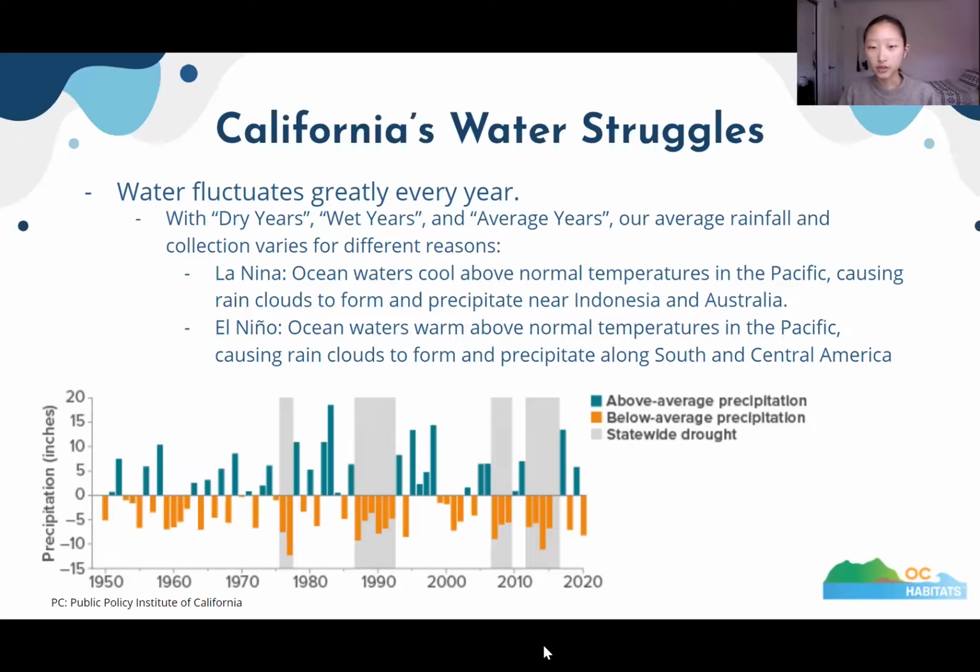Continuing with our water struggles, our water fluctuates greatly every year. This is because we have patterns of dry years, wet years, and occasional average years, with our average rainfall and collection varying for different reasons, such as La Nina and El Nino.